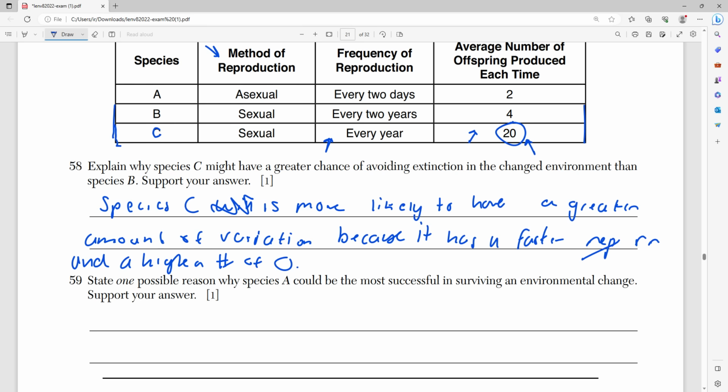Because they have a higher amount of variation or a higher possibility of developing variation, some of these variations could be adaptations to the changed environment. Or with increased variation, there are increased chances of developing advantageous traits to better adapt to the environment, right? Pretty much that's all there is to that. You could also say that species C has a greater chance to pass on more favorable adaptations. You could say that that's pretty much it. All this has to do with variation, right?